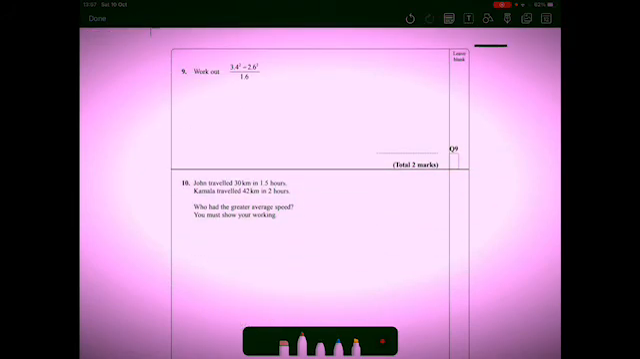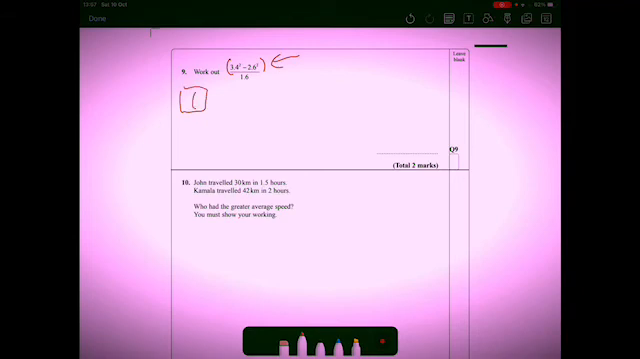Question 9, work out 3.4 squared take away 2.6 squared, all divided by 1.6. Just jam all this into a calculator. 3.4 squared take away 2.6 squared. There's 2 ways you could approach it on a calculator. What you might want to do is put all of the top there in brackets and then divide by 1.6, because you're doing everything on the top first and then dividing by 1.6.